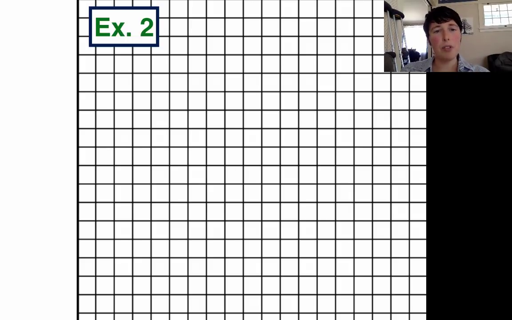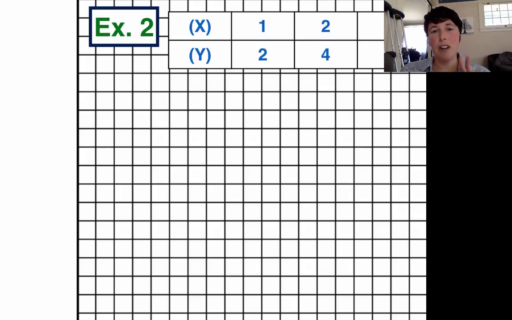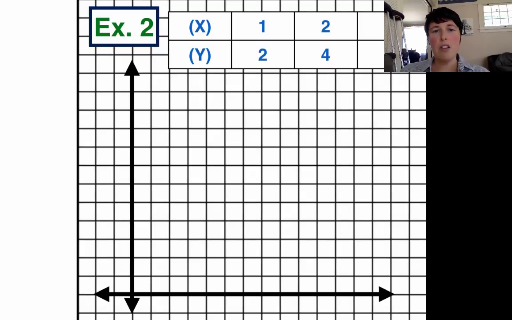Let's try example 2. We're going to set up a second graph because we're going to be comparing these graphs in a second. The second graph is going to have an x and y table that looks like this. It's going to go 1, 2, 3, and 2, 4, 6. So same story. We're going to graph this with a ruler, make it nice and neat. We're going to draw our x and y axis. We're going to put on our scale. We're going to have a nice scale. I like to take my pencil and do little notches for my scale so it stands out on my paper and is easier to read.